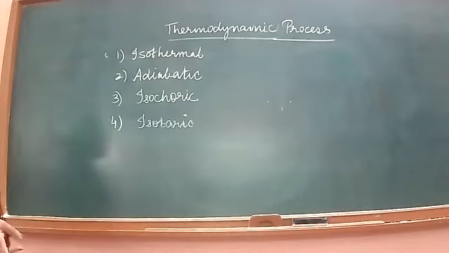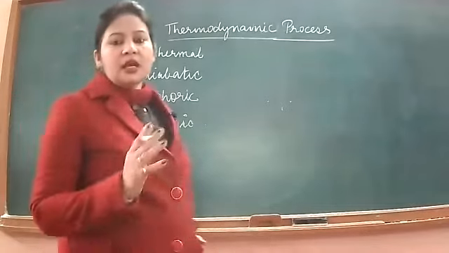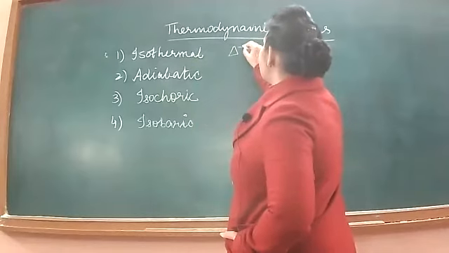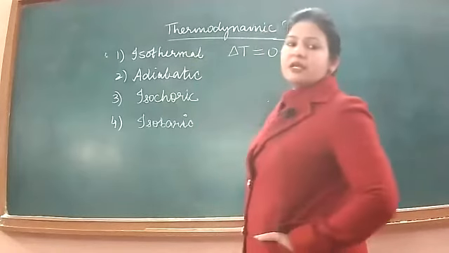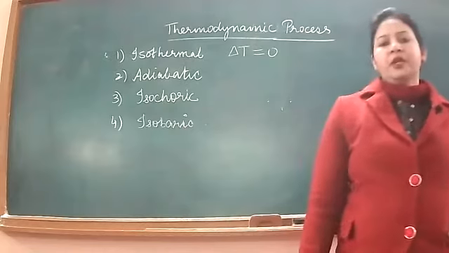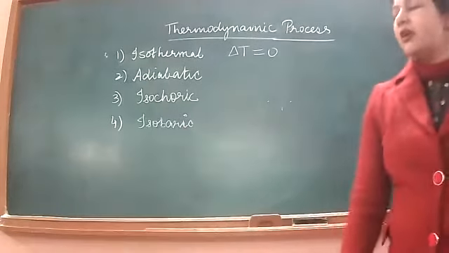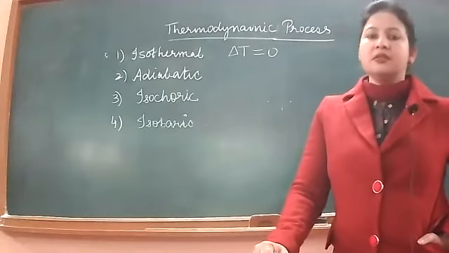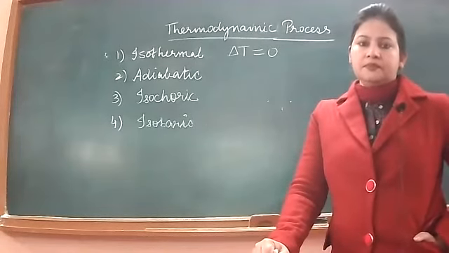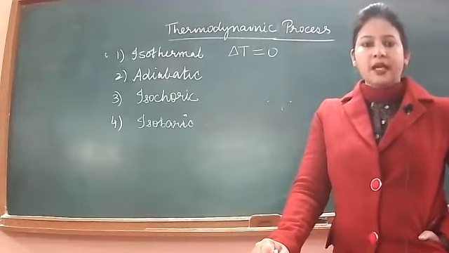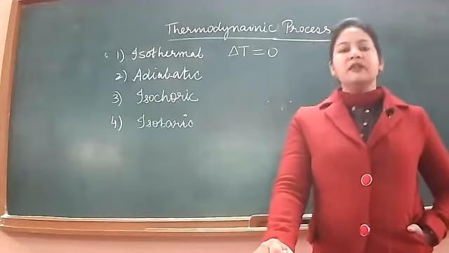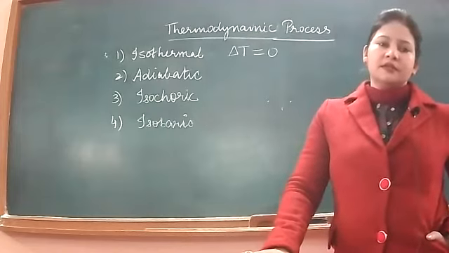Now, what is an isothermal process? It's a thermodynamic process in which temperature doesn't change. Temperature remains constant. So that means delta T is 0. Isothermal process is a thermodynamic process in which temperature remains constant.